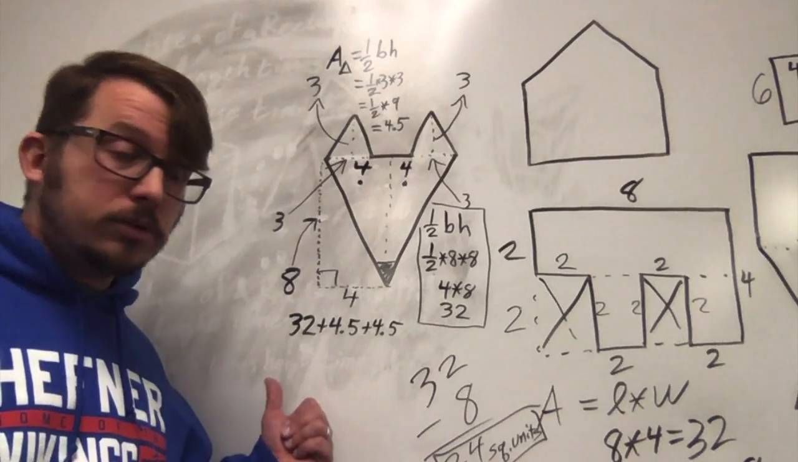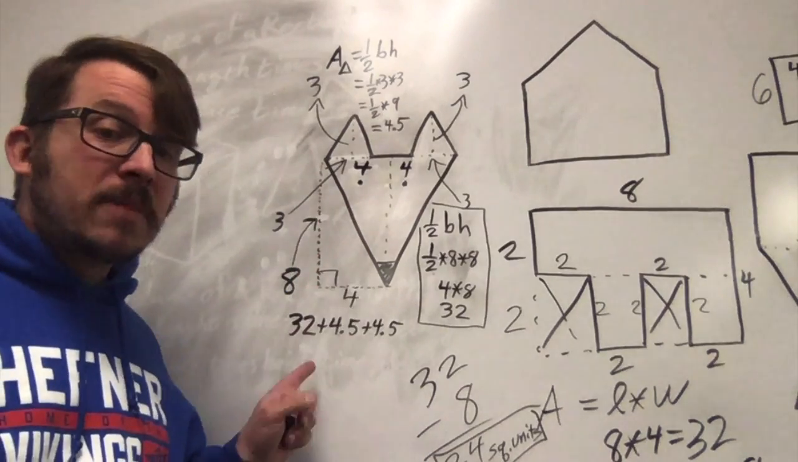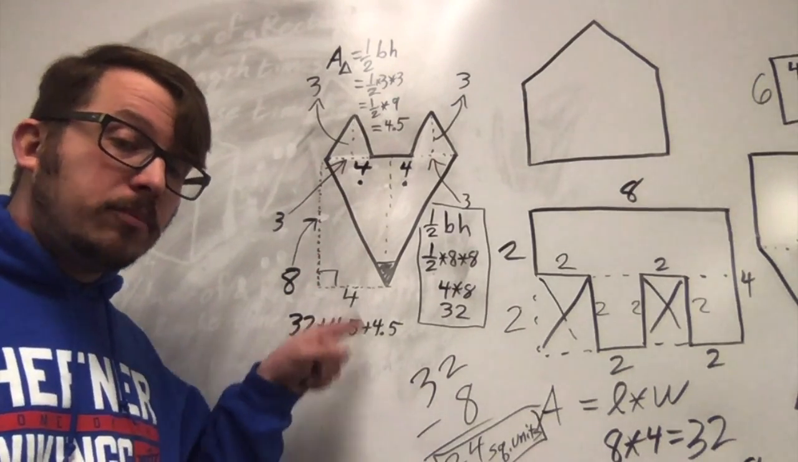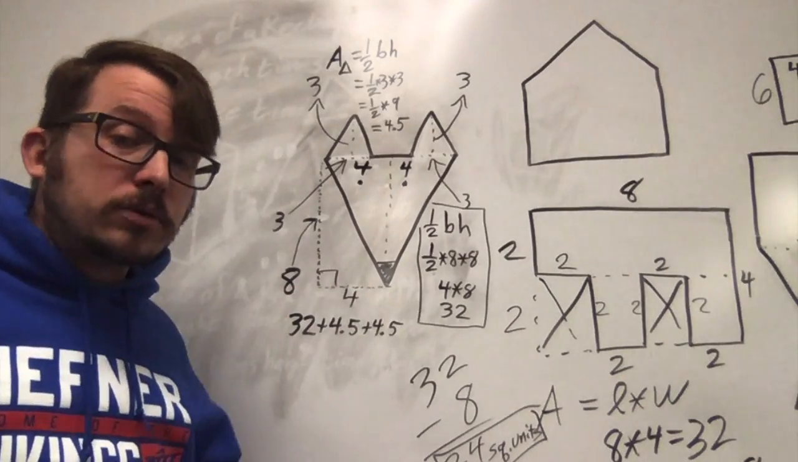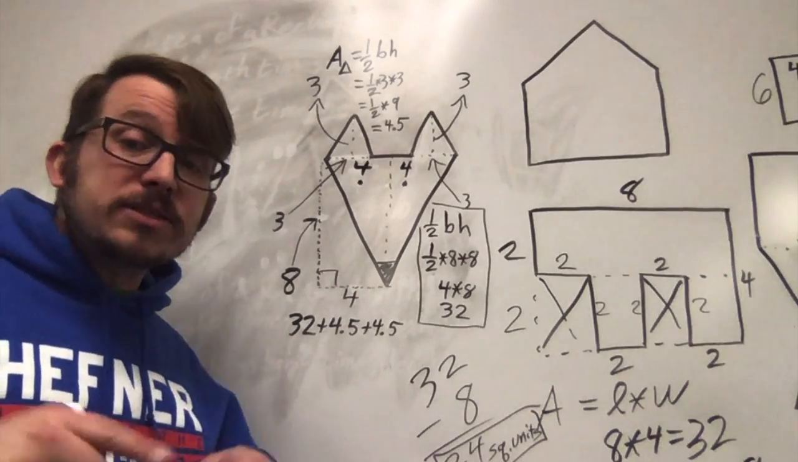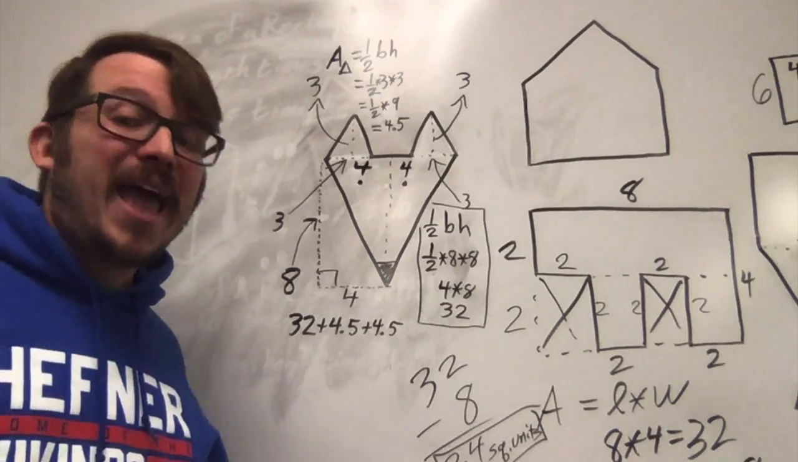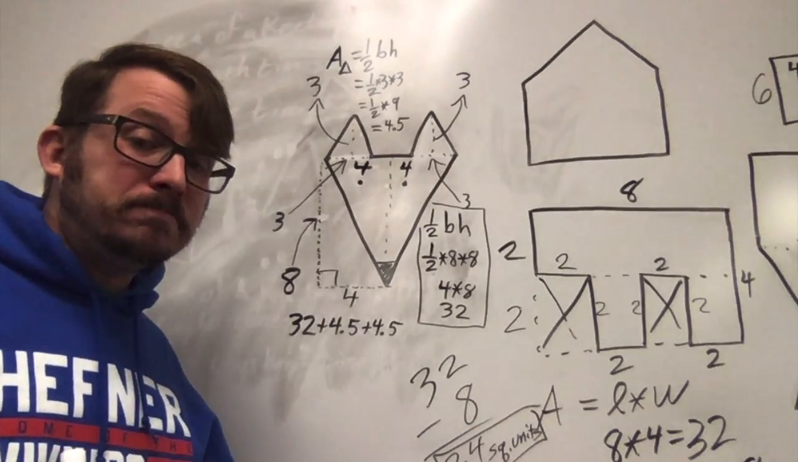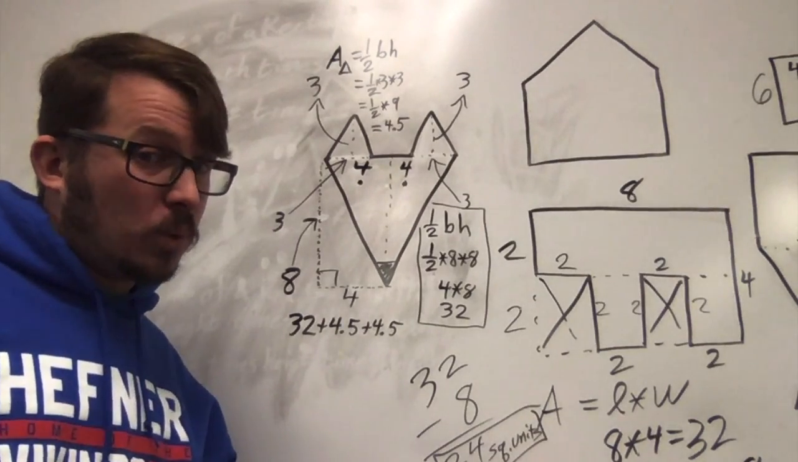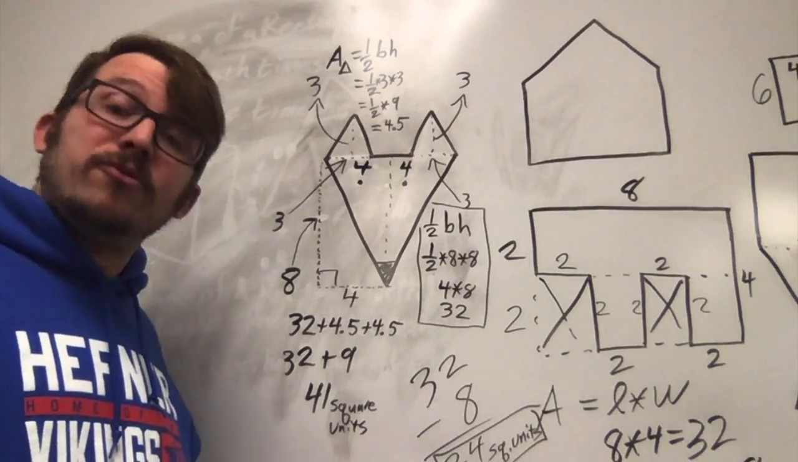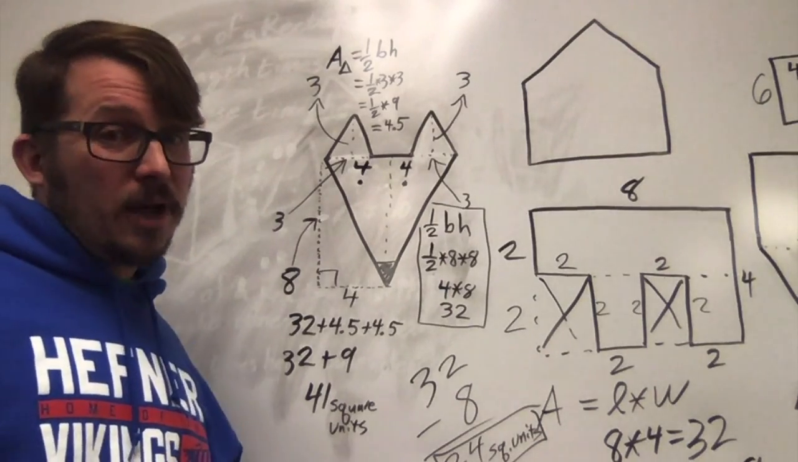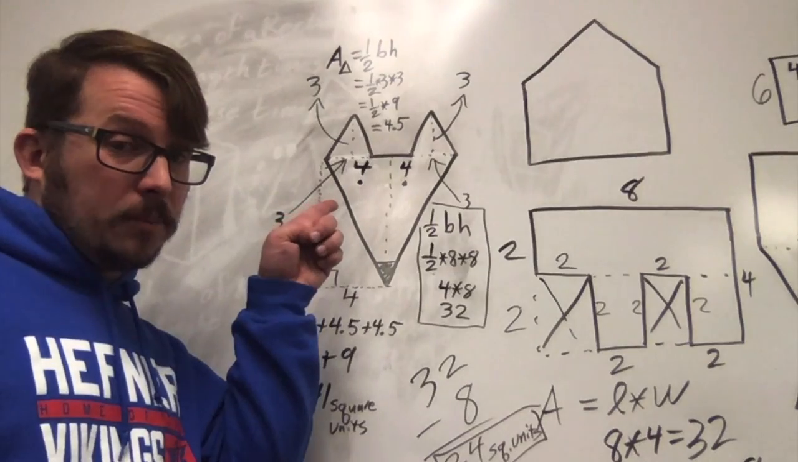So, what is it all together? We've got 32 for the whole head, and then 4.5 plus 4.5 for each one of the ears. 4.5 plus 4.5 brings us back to 9. And 9 plus 32? 41. There it is, 41 square units. Not a bad thing. What about our house?